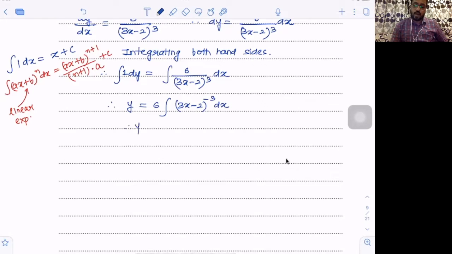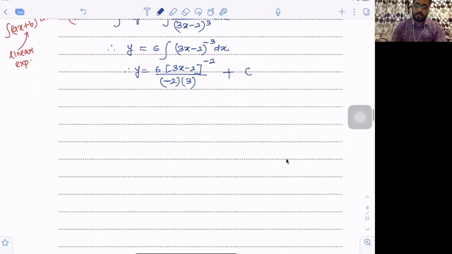So I get y is equal to 6, then a bracket 3x minus 2 raised to n plus 1. Minus 3 plus 1 gives you what? It gives you minus 2, whole divided by minus 2 multiplied with the coefficient of x. And what's the coefficient of x, students? It is 3. So it is multiplied with 3. And you should always remember to put a plus c, right?